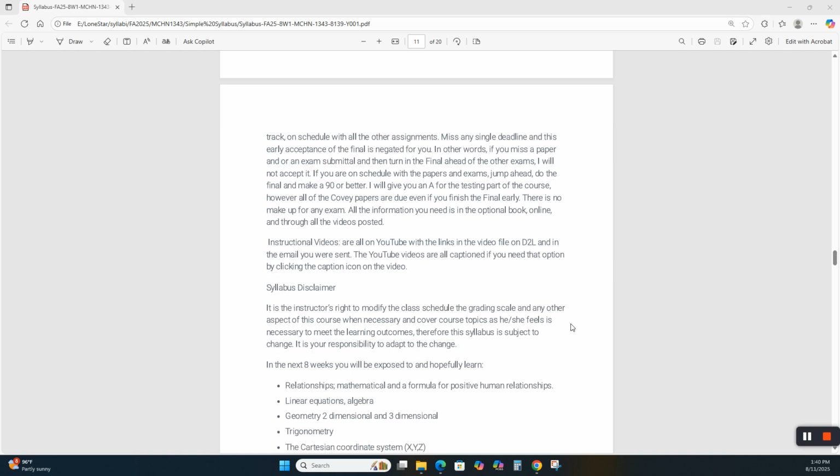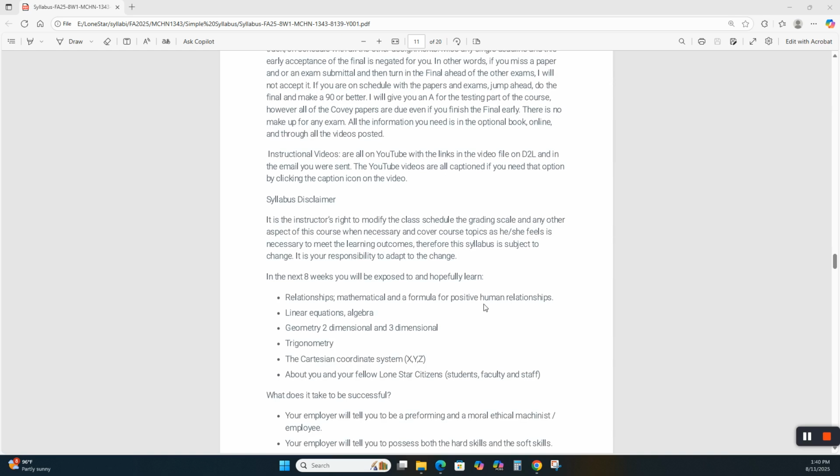All right. In the next 8 weeks, you're going to be exposed, and hopefully you're going to learn, mathematical relationships and formulas. You'll see that mathematical relationships and human relationships are very similar. Linear equations, algebra. Oh no, not algebra. Yes, algebra. If it's got an equal sign in it, it's algebra.